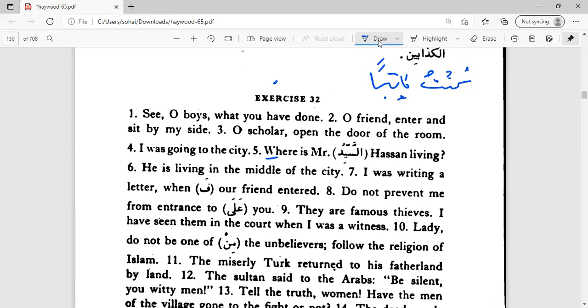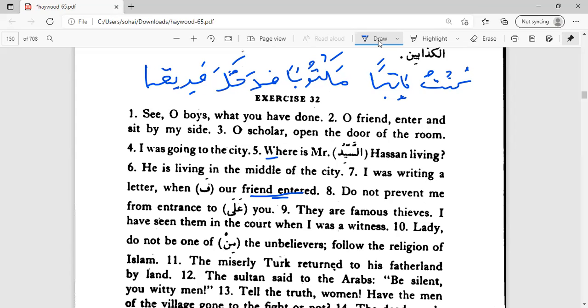Letter, the word is related to writing, so it's maktuban. Maktubun, maktuban. Okay, I was writing a letter when. So then you write fa. Our friend Sadiq entered. Dakhala. Sadiqana. It will be Sadiq mansub. Why would you mansub? Friend will be mansub as it is the object. What's the subject? No, it will be nominative as it's the subject. Yeah, it's doing the entry. Sadiquna. Okay.